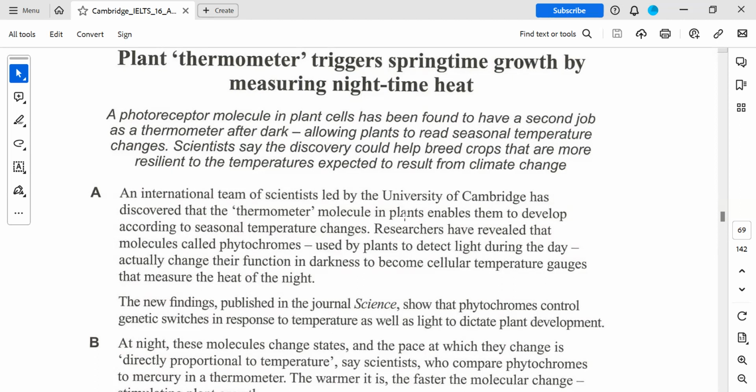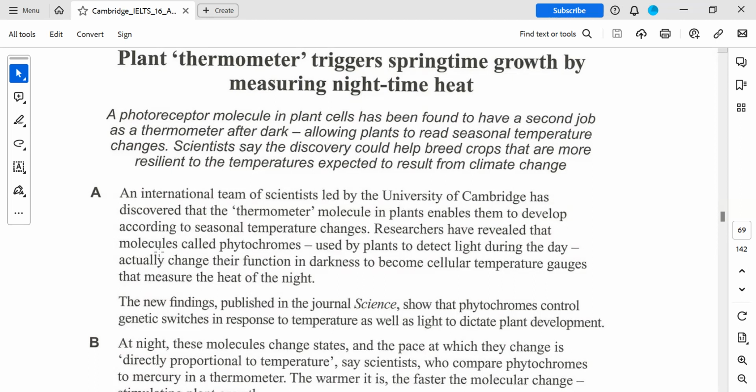It's not visible to your eyes. It's not a chemical or anything, or an art thermometer, which is like a glass. Okay, enables them to develop according to seasonal temperature changes. Season, summer, winter, rainy. Okay, temperature changes. Okay, got it. Read slowly like this.